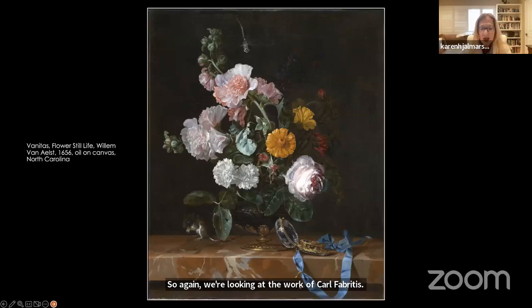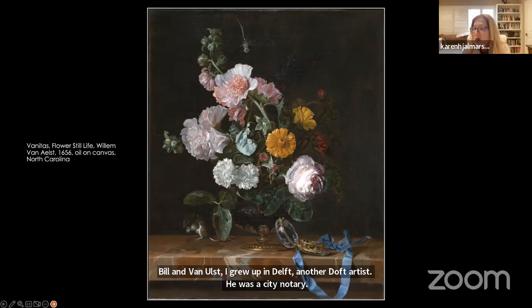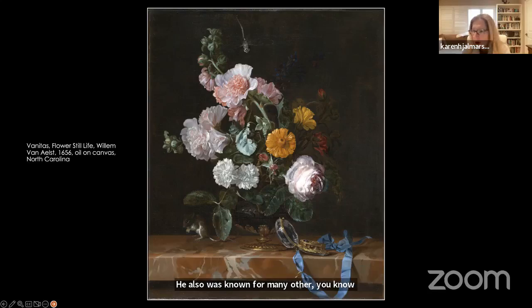So I promised you that we would also look at some vanitas elements or memento mori as they were placed in flower arrangements. So Willem van Aelst grew up in Delft, another Delft artist. He was a city notary. He also was known for many other endeavors. I think he was a book collector.